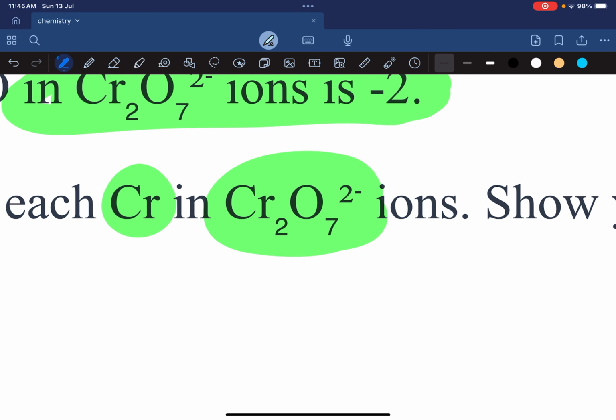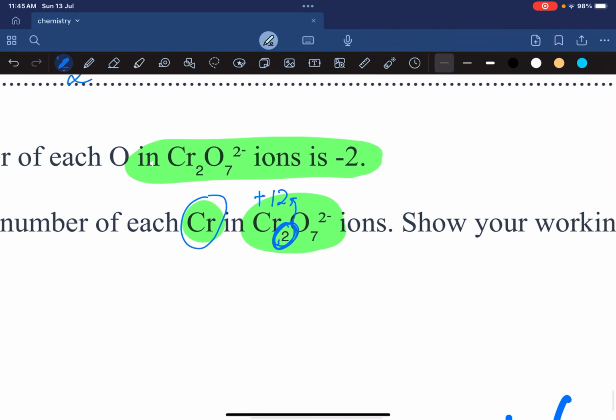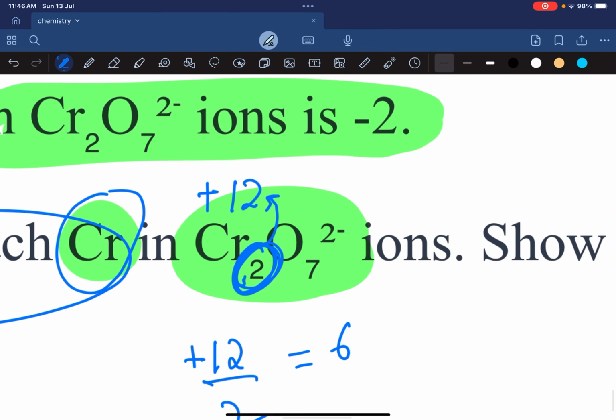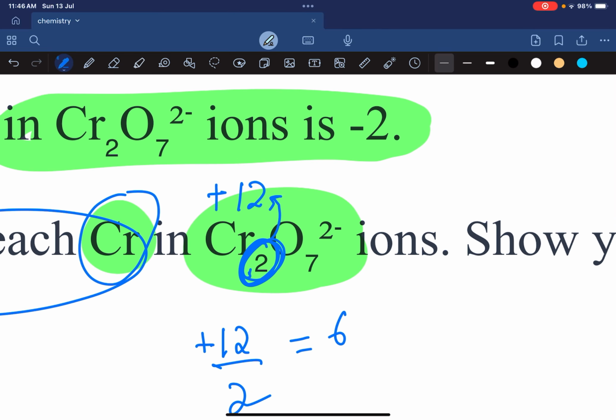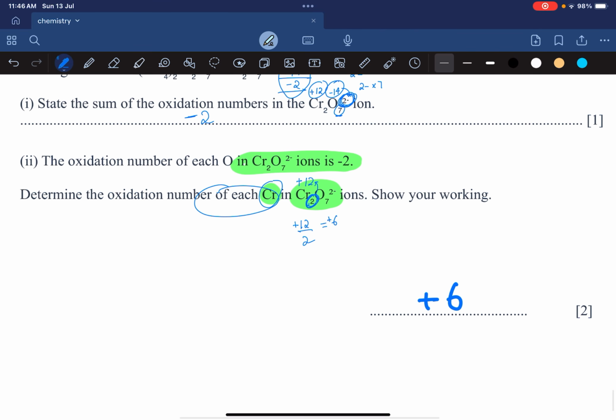Total charge on this Cr2 is plus 12, and there are 2 chromiums sharing a charge of plus 12. So each chromium is going to have plus 12 divided by 2, that's 6. Again, if 2 have plus 12, one's going to have plus 6. I hope this was easy.